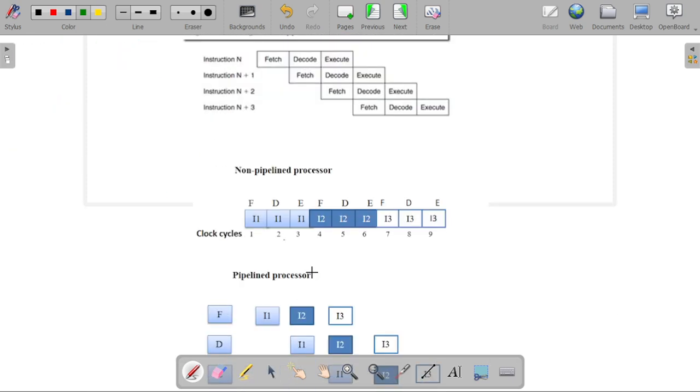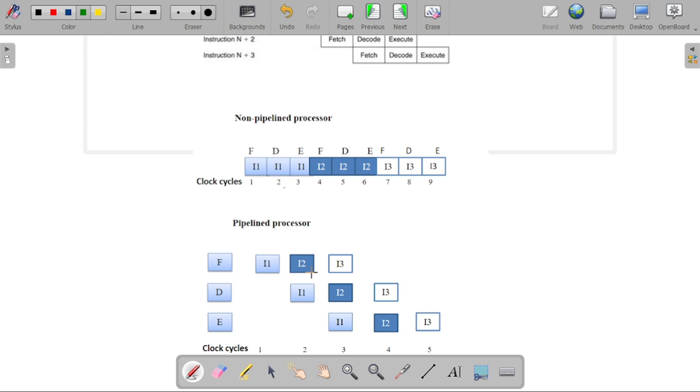So there are two types of processors. The first one is the non-pipeline processor and the second one is the pipeline processor. So these are the two architectures. How will the pipeline processor be helpful? We will see. We have a total of 3 instructions and these 3 instructions will be executed as fetch, decode and execute. In the first clock cycle, the first instruction will be fetched. In the second clock cycle, it will be decoded and in the third clock cycle, it will be executed.